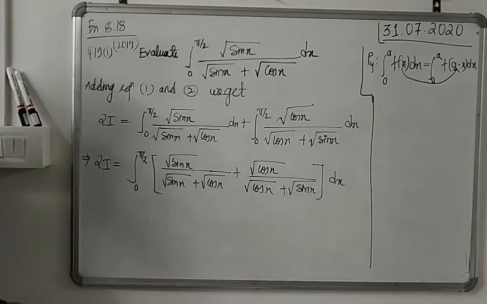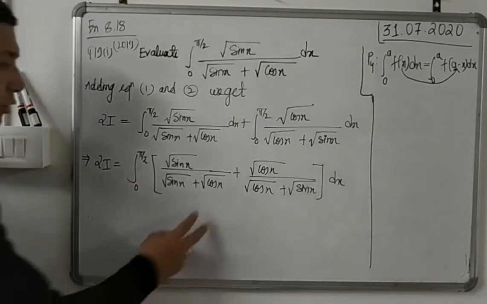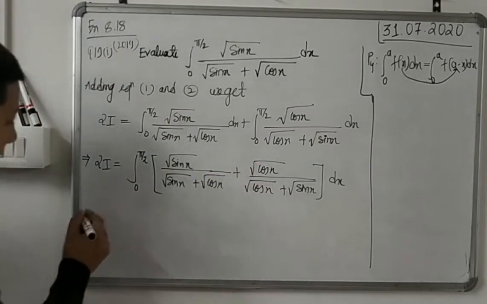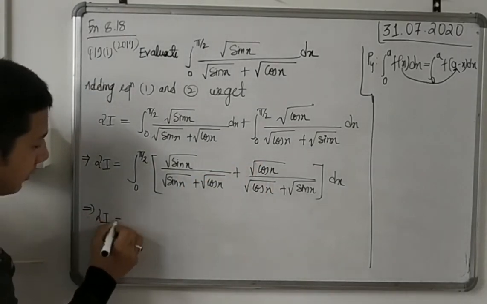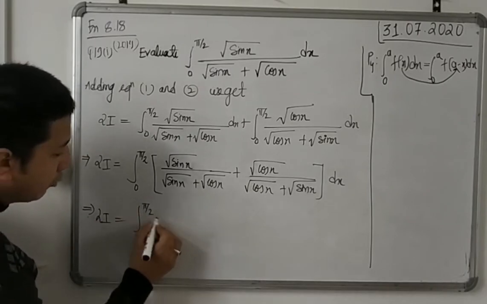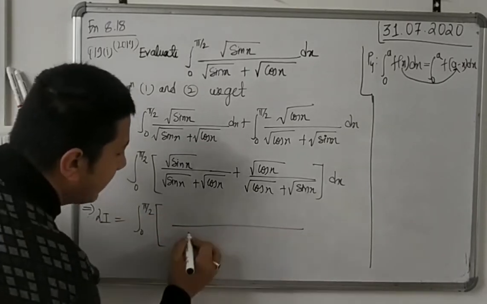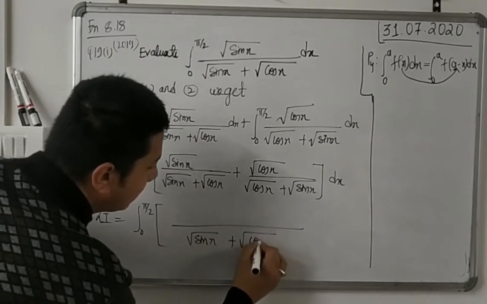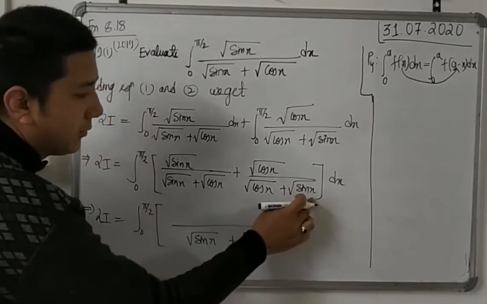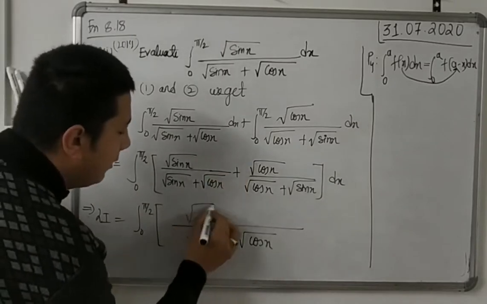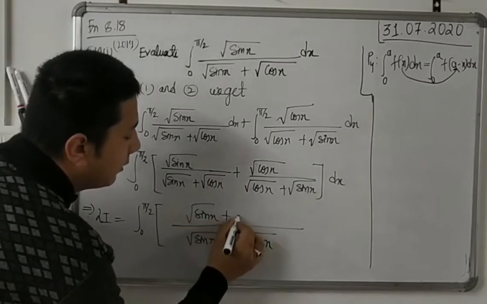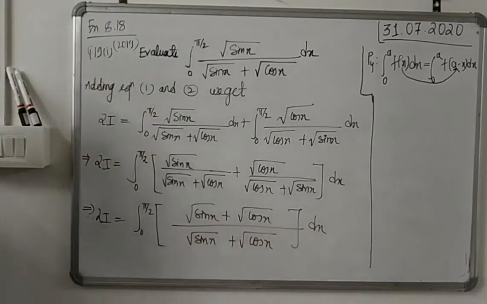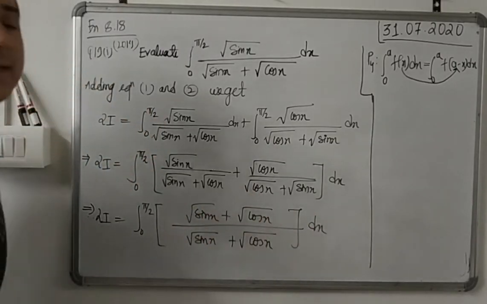Inside this bracket, can I take the LCM? The moment I take the LCM, the numerator and denominator become same, isn't it? That is, I'll be getting root sin x plus root cos x. See, this is the LCM, root sin x plus root cos x. Numerator also will be root sin x plus root cos x. Okay, so what happens? Everything gets cancelled out.